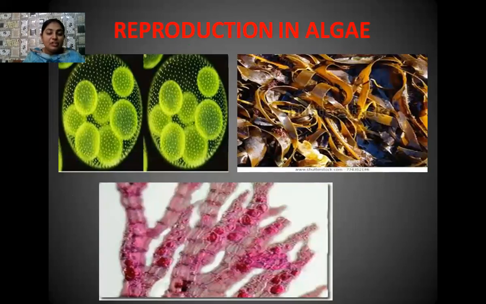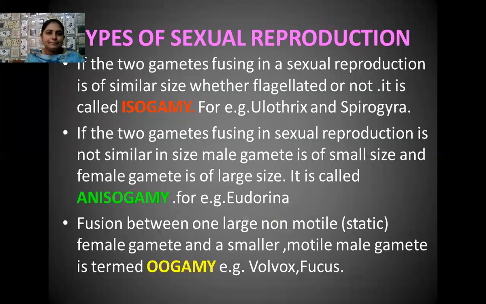Students, here pictures are visible on your screen. The first picture is of a member of the class Chlorophyceae, the Volvox alga. Then we have the example of Sargassum, which is a member of the class Phaeophyceae. The third one is a member of the class Rhodophyceae, red algae, and this is Polysiphonia. Many siphon-like structures are present over the body, and it is a complex type of alga that somewhat looks like the branches of a tree.